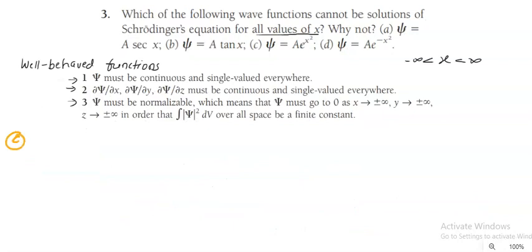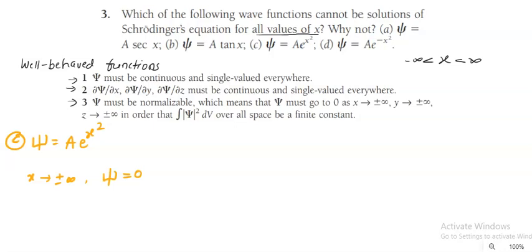Now the third wave function, that is psi is equal to A into e to the power x square. So let us check the normalizable condition. So from here we can say, as x tends to plus or minus infinity, the wave function should be equal to 0. So this is the normalizable condition. The function should follow this rule. Then only we can say the wave function is a solution of Schrödinger's equation. So let us check here.